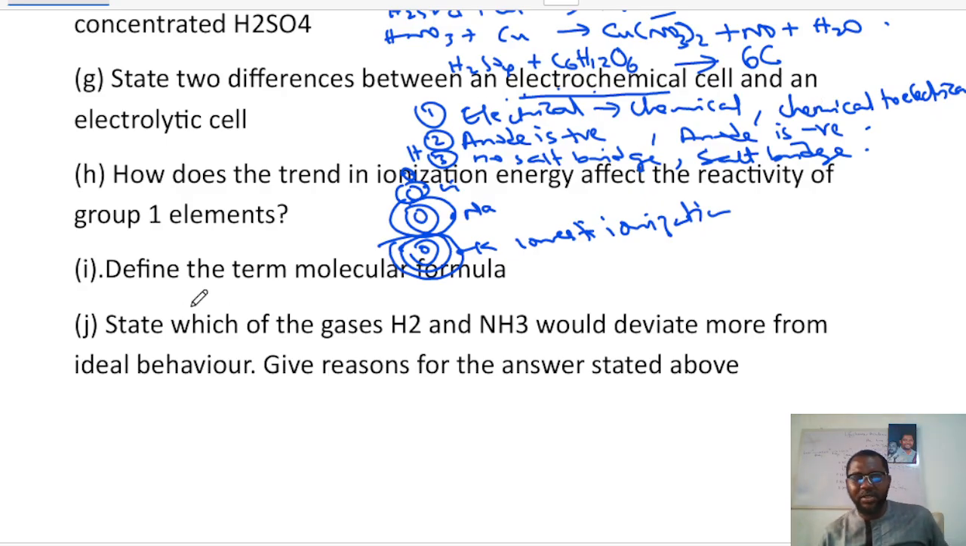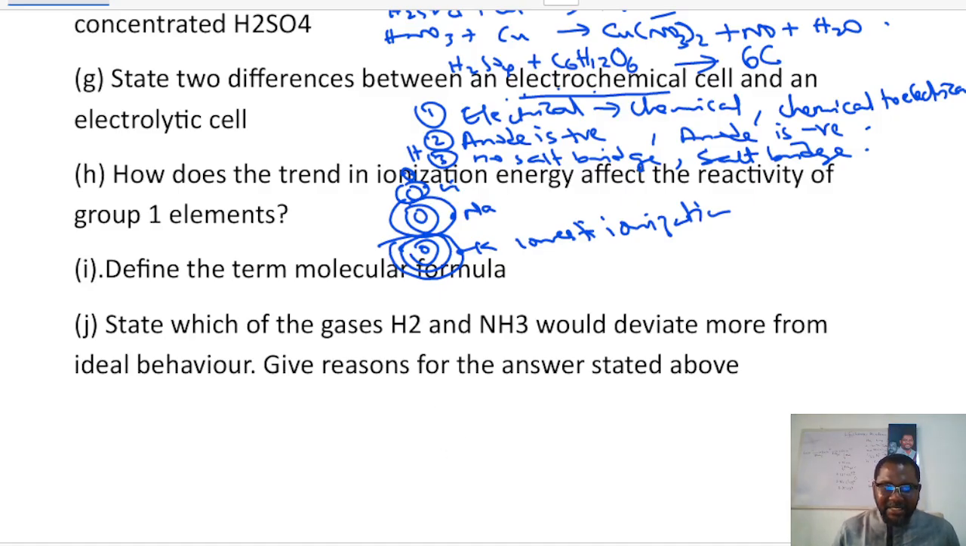Now the next question says, define the term molecular formula. Molecular formula is the actual formula of a compound. Unlike empirical formula, which is the simplest formula of a compound, molecular formula is the actual formula of a compound. Now the next question says, state which of the gases, hydrogen and ammonia, would deviate from the ideal behavior and give reasons for the stated answer.